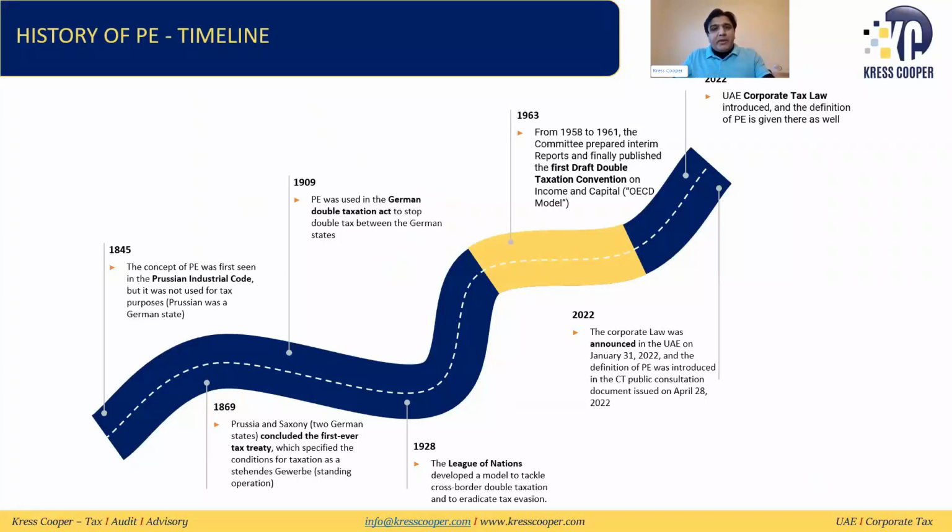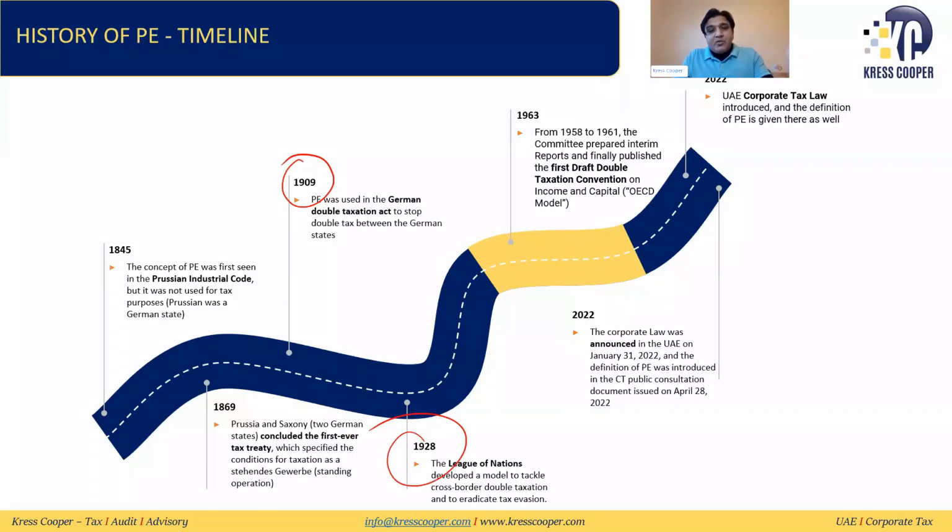Permanent establishment, I will quickly go through the history of the permanent establishment. Basically the concept of permanent establishment was first seen in the Prussian industrial code. Prussia was a German state in 1845. Then Prussia and Saxony conducted the first ever tax treaty to avoid double taxation. In 1909 it was used in the German Double Taxation Act to stop double taxation. Then the League of Nations adopted this concept in 1928. In 1963, the first draft double taxation convention.